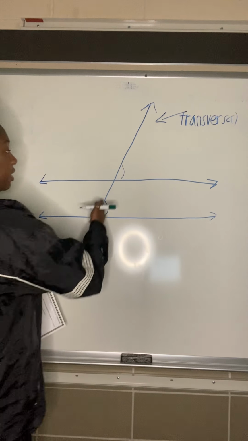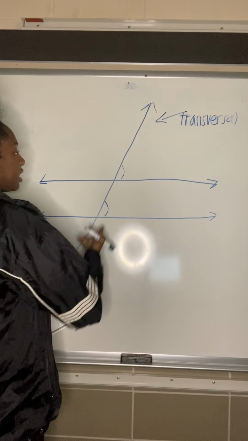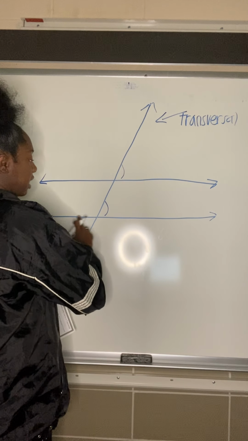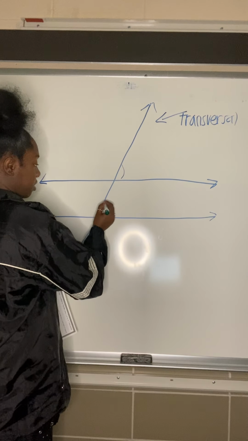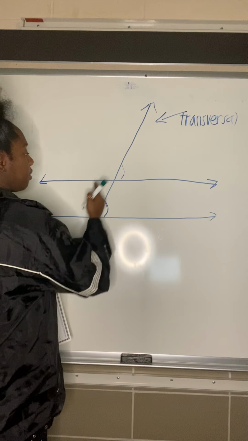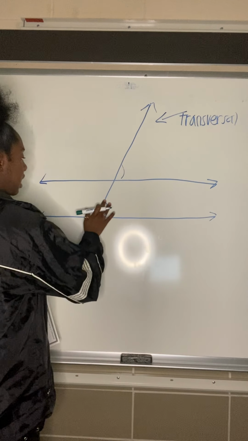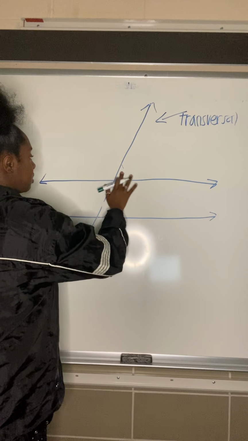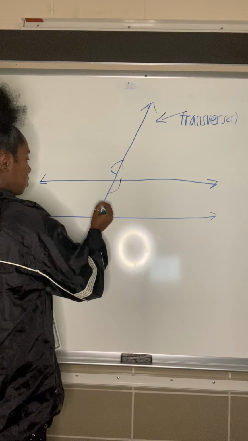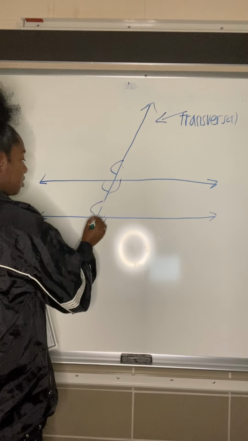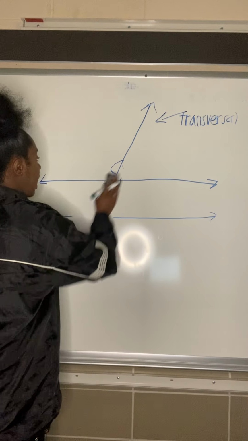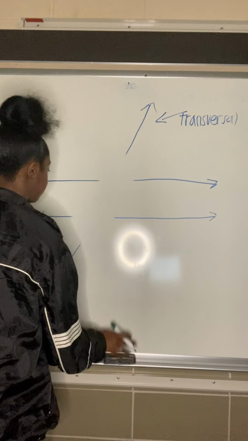So these two are corresponding, right? They lie along the same side of the line. We see how this angle is at the top of this parallel line, this angle is at the top of this parallel line, and they're both on the right side of this transversal line, right? I could do it differently. I could say these two, or these two, or these two. It all depends on how they do it, right?